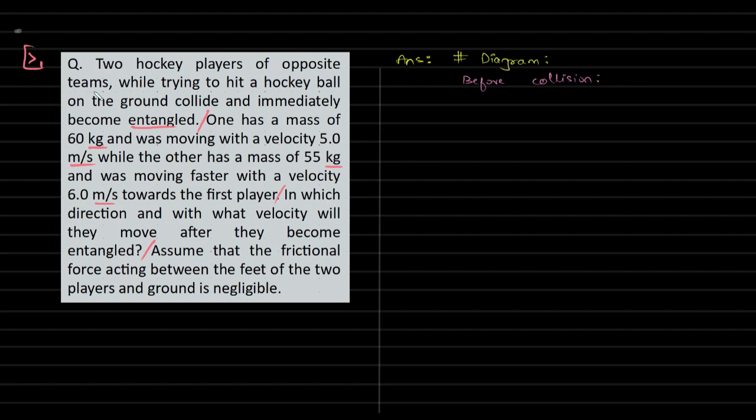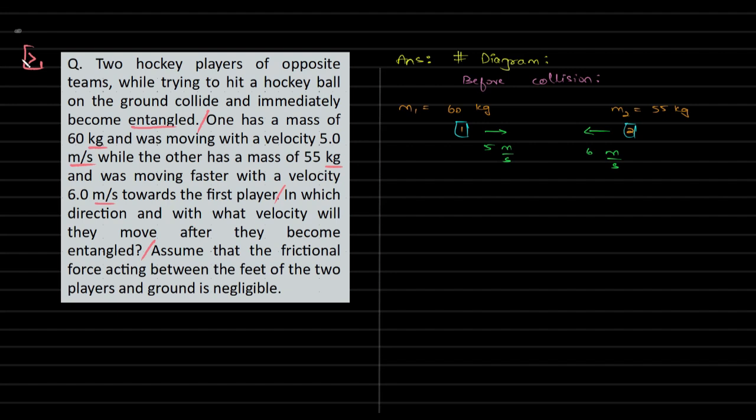Okay. So what is happening before the collision? Two hockey players of opposite teams, while trying to hit a hockey ball on the ground, collide and immediately become entangled. We have first person, second person. The first person has a mass of 60 kg. So M1, I'll call this person 1 and this person 2. M2 is 55 kg. The first moves with a velocity of 5 meter per second, while the other is moving faster with a velocity of 6 towards the first player. Towards means in the opposite direction.